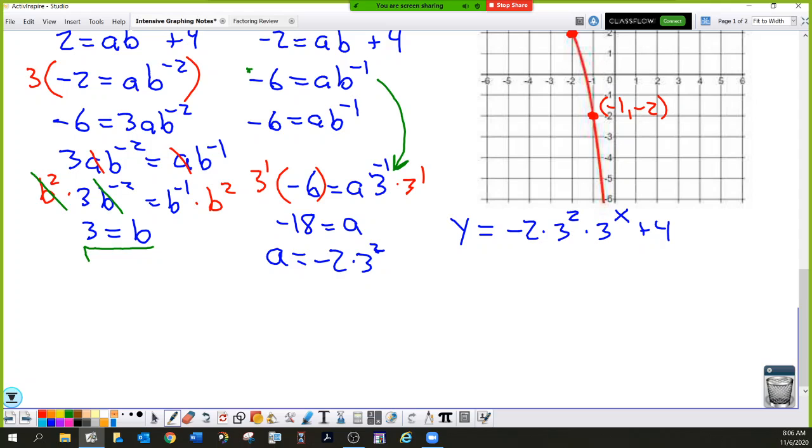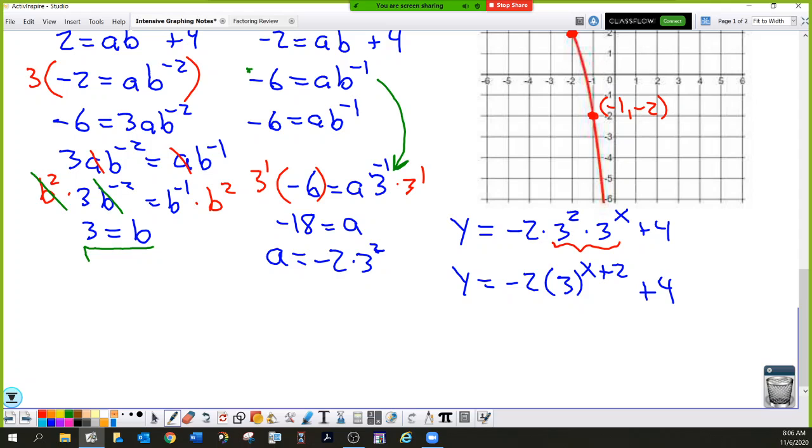And then last but not least, when you multiply two numbers with the same base, you add their exponents. So y equals negative 2 times 3 to the x plus 2 plus 4. That's the best way to write that equation. Was it a lot of algebra? Yes. But my question to you is, was any of the algebra difficult?